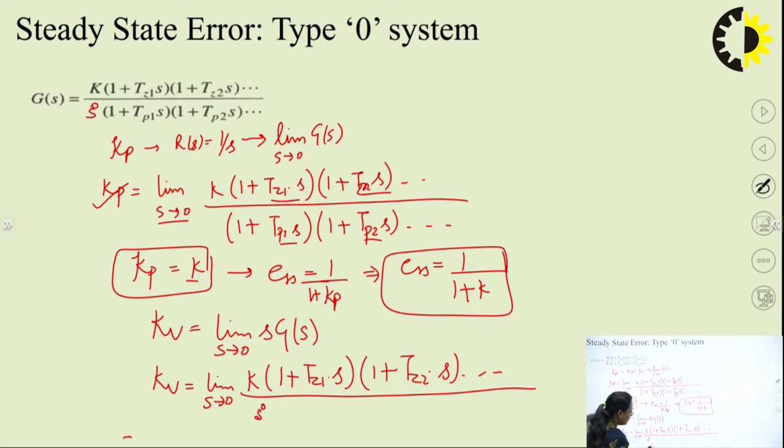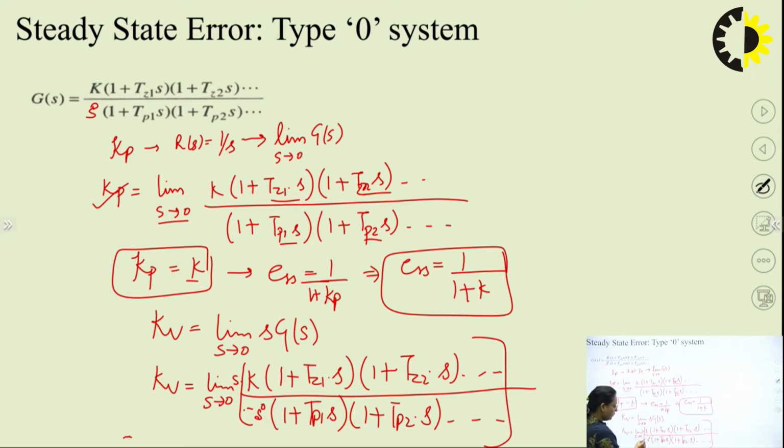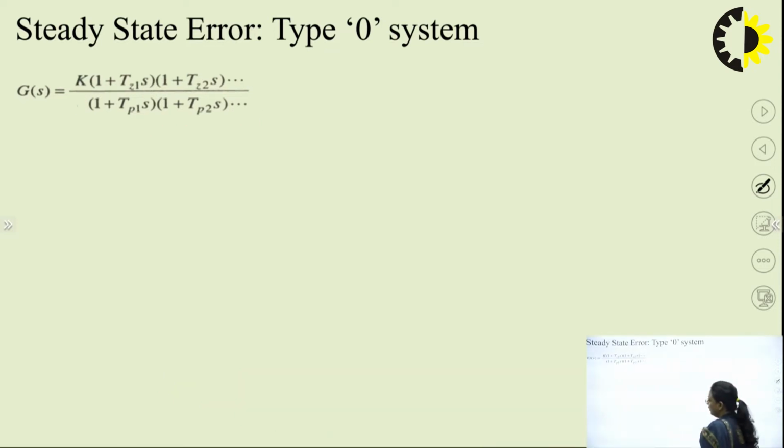s raised to the power 0, which means 1, into (1 plus Tp1 into s), (1 plus Tp2 into s), and so on. When I put the value of s as 0, and we also have s here, s into G(s), where s raised to the power 0 means 1. So here, putting the value 0, that means s into K, the value of Kv here will be 0.